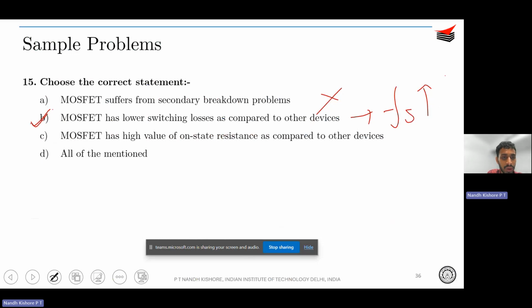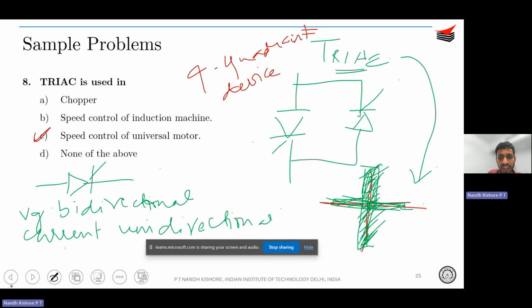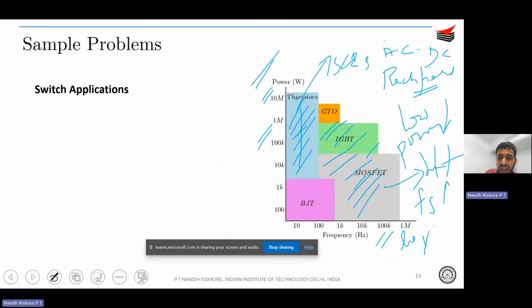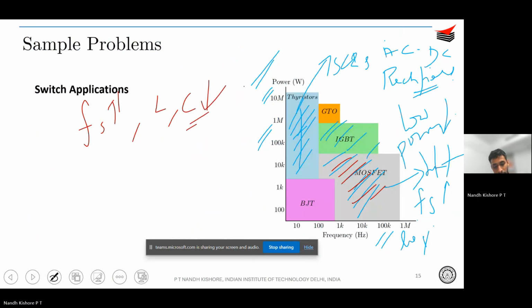That's why we already saw in one of the previous slides that MOSFET is typically used for very high frequency applications. Why? Because it has low switching losses. Therefore, you can increase the switching frequency. You know that as you increase switching frequency, your value of L and C are going to be lesser. Correct? Therefore, you can design very compact and power dense converters while ensuring that the system is also efficient. Very small converters. So that's why MOSFETs are used for high switching frequency applications.